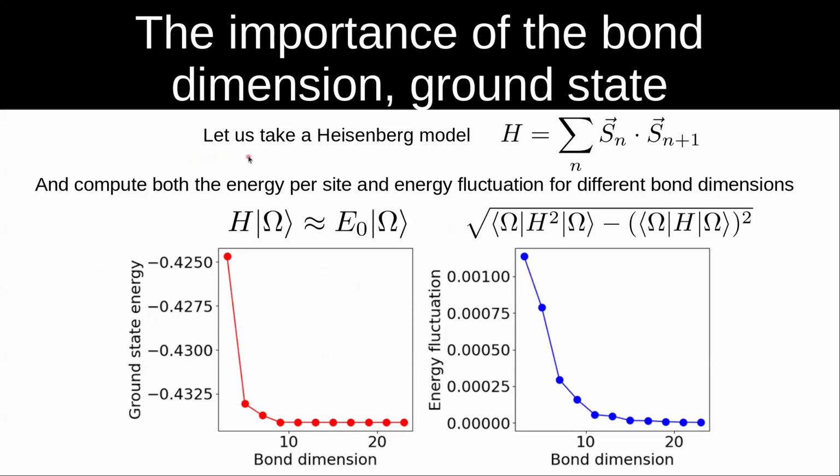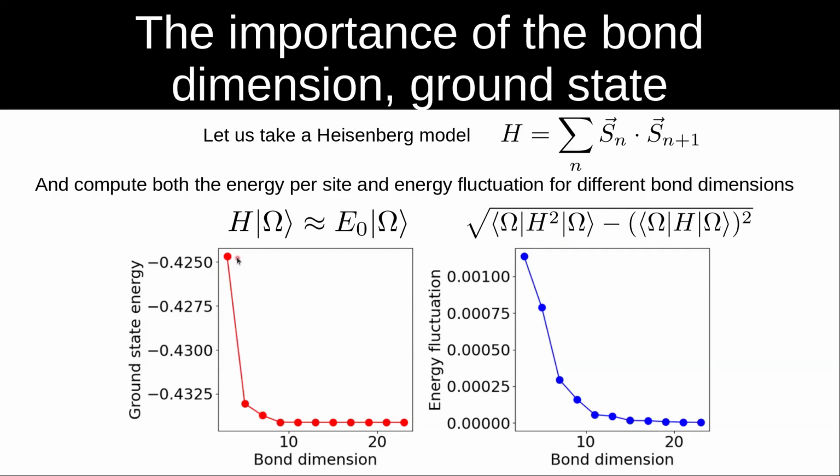So let us take again our Heisenberg model with first neighbor exchange coupling. And let's look at the ground state energy and the fluctuation of the ground state energy as a function of the bond dimension. If we take a very, very small bond dimension, what you actually see is that the ground state energy is, well, not far from what you would get in the perfect case, but it's higher. So what this actually means is that you have a state omega that has contributions from the ground state and from a first excited state.